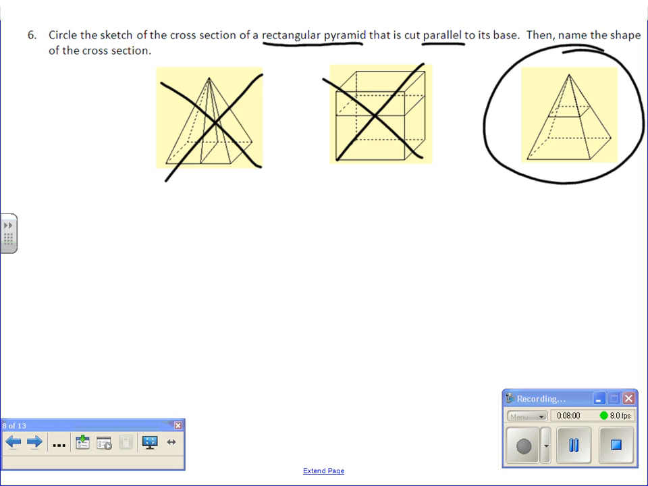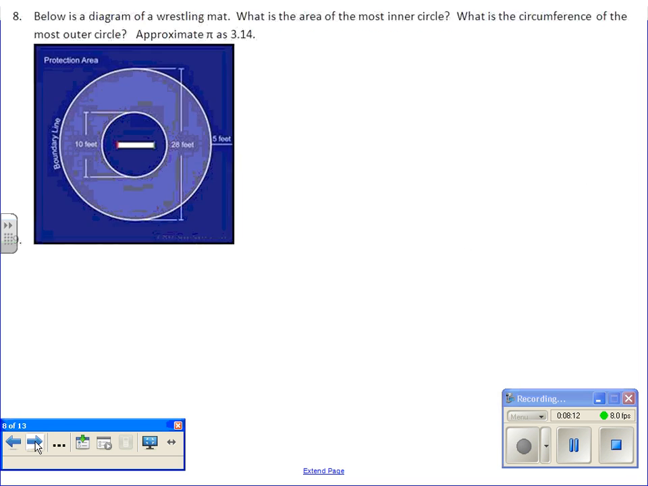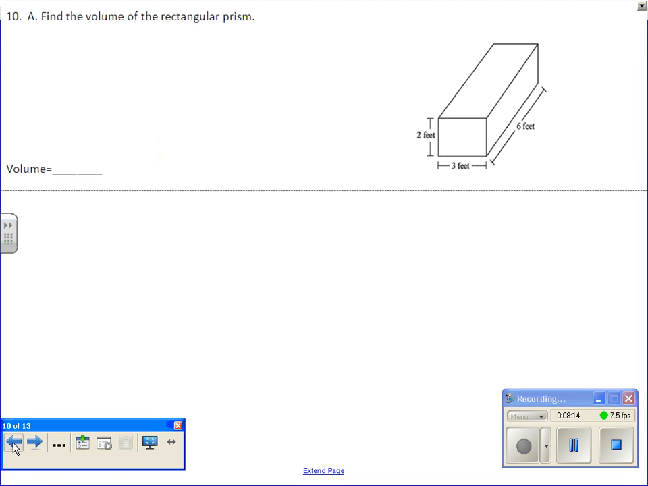And then the next thing it's asking us is to name the shape of the cross-section. Well, what shape is this? That is a square. All right. So, oops, skipped ahead a little bit.